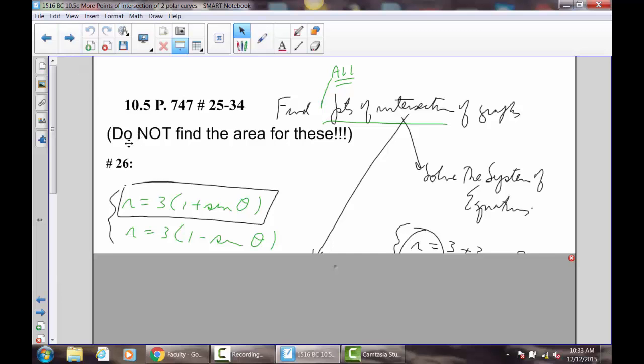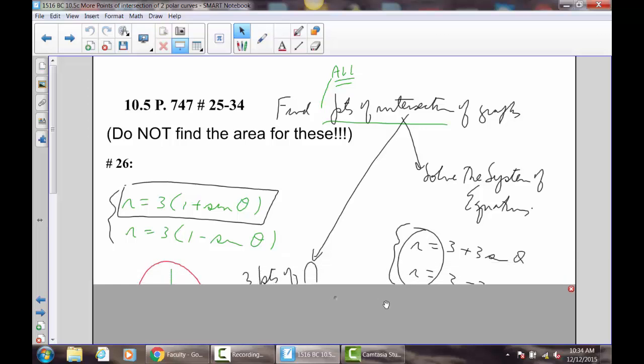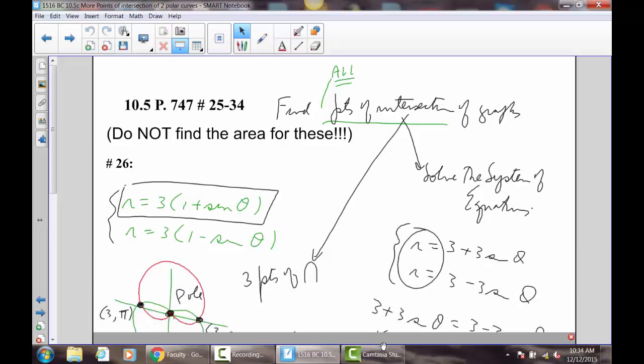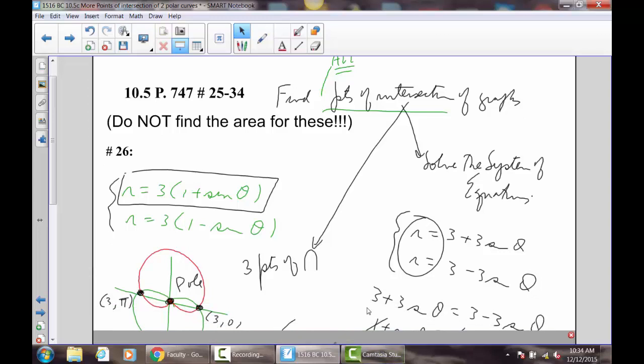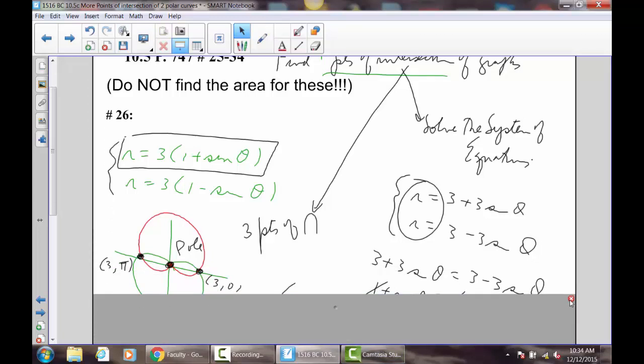Okay, so we're not finding the areas for these. The question just asks you to find the points of intersection of the graphs. The key thing is, of course, they mean all of the points of intersection. One would think that by solving a system of equations like we do with rectangular functions, we would be able to easily find all the points of intersection. One would think, but that doesn't quite happen. So let's try it. Sometimes it will give us all of them and sometimes it won't.